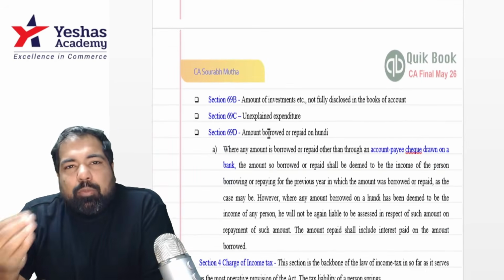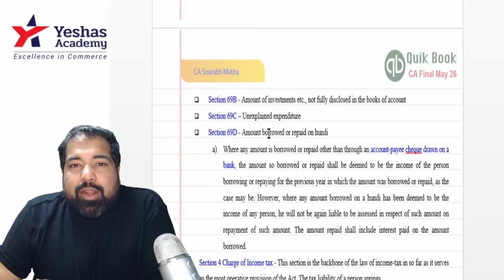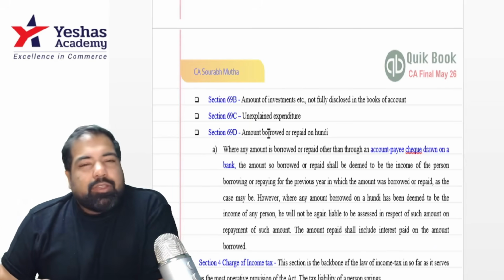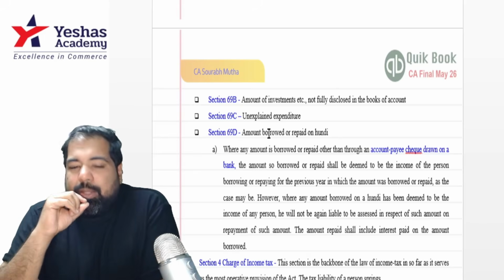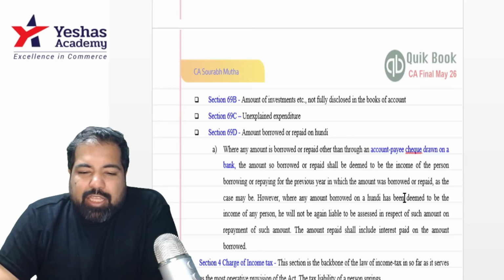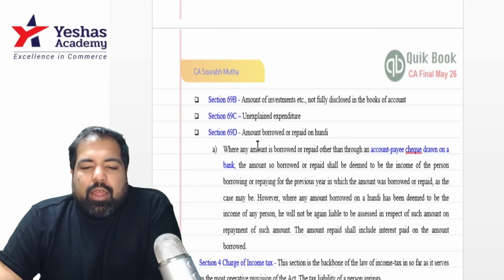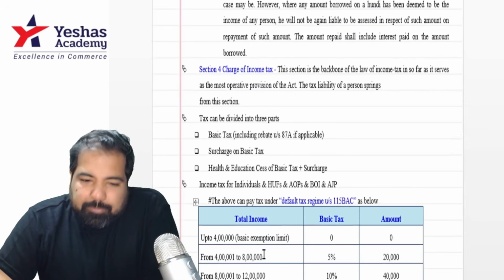Next, if you're borrowing money, example, in my bank account there is 5 crore rupees. Government asks, where is the 5 crore? I say, listen, yeah, I borrowed the money. And they say, what about the repayment? So I tell them I repaid in cash. They say, no. If you're borrowing money or repaying money, then they say that it has to be done through account payee cheque only. So in that case, if it is not done, amount borrowed or repaid on hundi, then they will tax you under section 115 BBE.